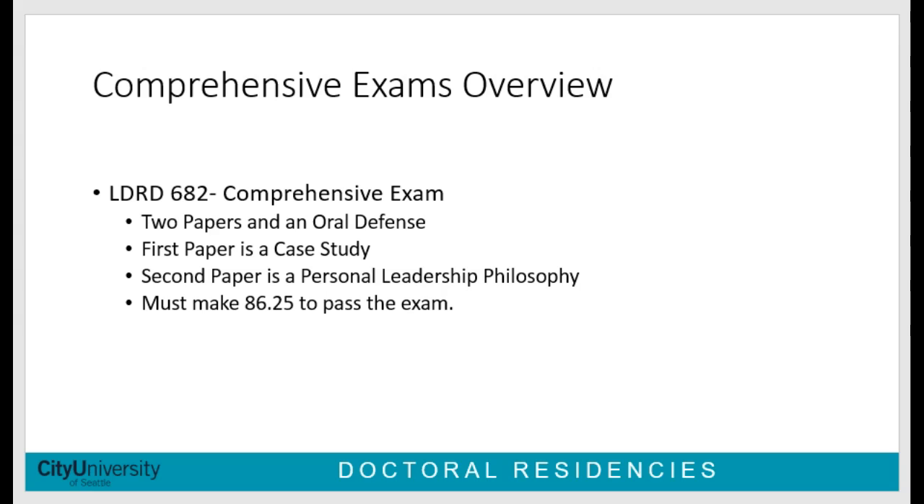Basically, the comprehensive exams consist of 2 papers and an oral defense. The first paper is a case study. The second paper is your personal leadership philosophy. You must make at least an 86.25, which is a 3.0, to pass the exam.